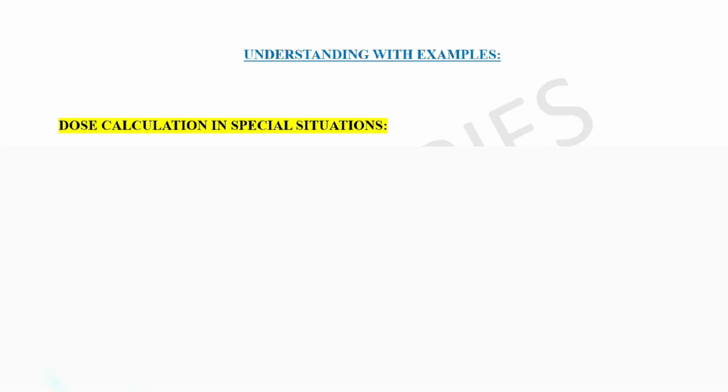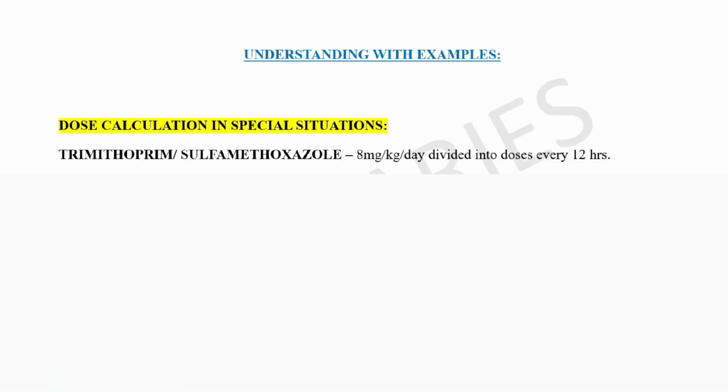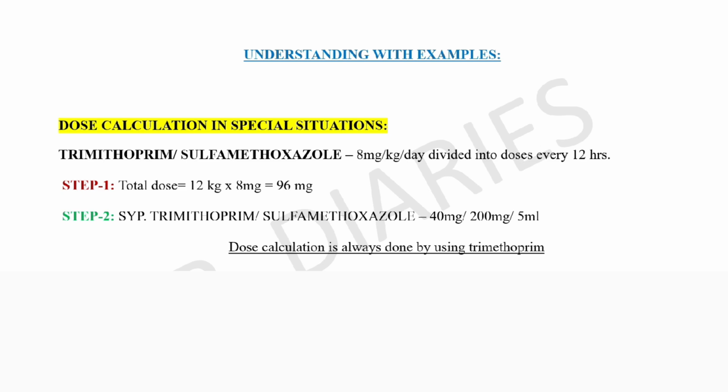Dose calculation in special situations, for example, if there is a combination of medicine like trimethoprim and sulfamethoxazole, we give this as 8 milligrams per kilogram per day divided in 12 hours. Step 1 is if 12 kilograms is multiplied by 8 milligrams, we get 96 milligrams. Step 2 is if we have 40 milligrams of trimethoprim and 200 milligrams of sulfamethoxazole in 5 milliliters, then to calculate we always use the trimethoprim dose.